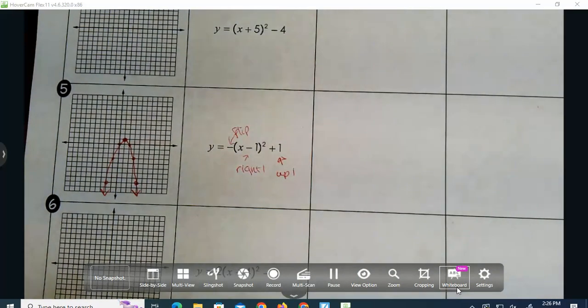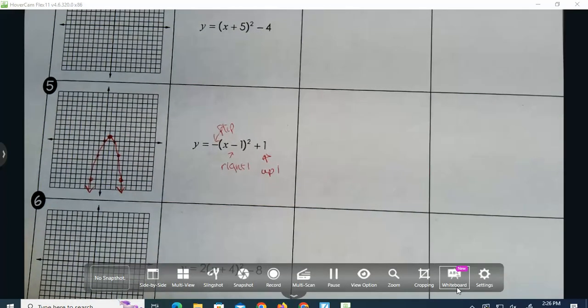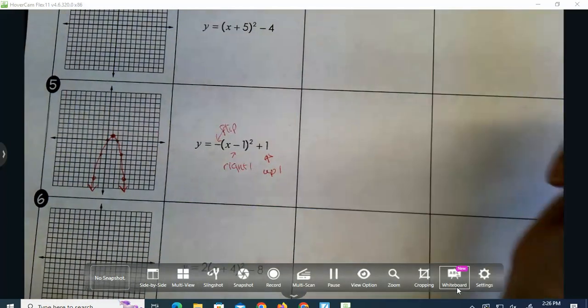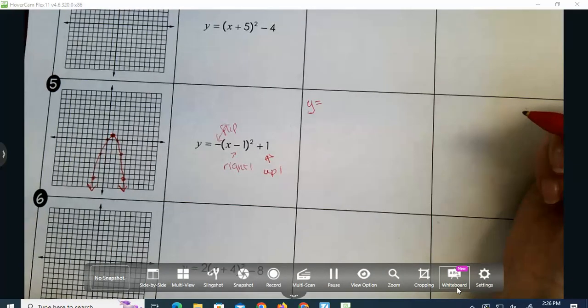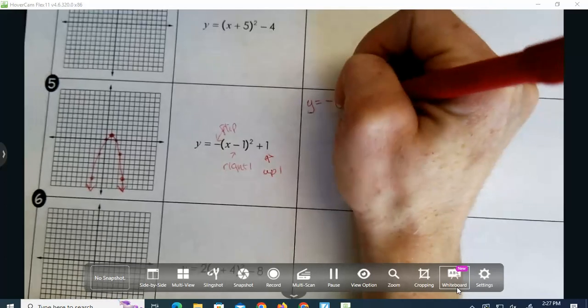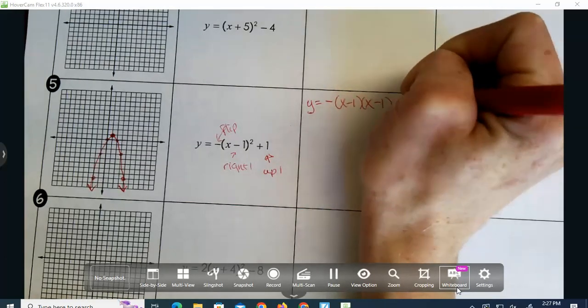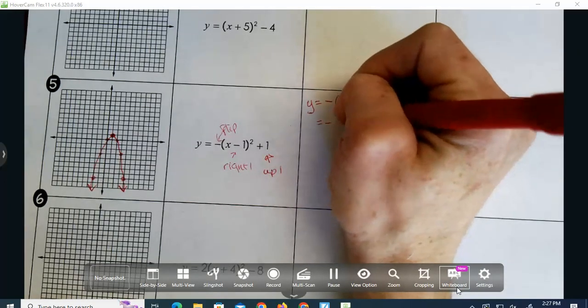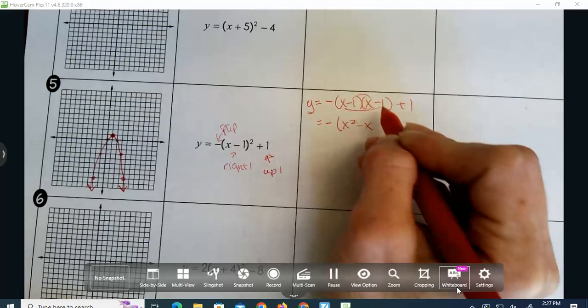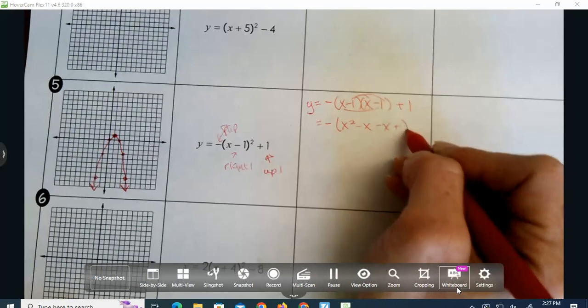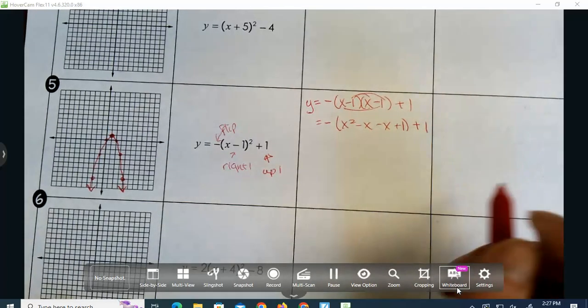If I asked you to get the standard form from this, what would we have to do? How have we gotten the standard form on the others? We have a negative out in front. We have x minus 1 times x minus 1 plus 1. So if I FOIL here, that's x squared minus x plus 1. We still have this plus 1 on the end.